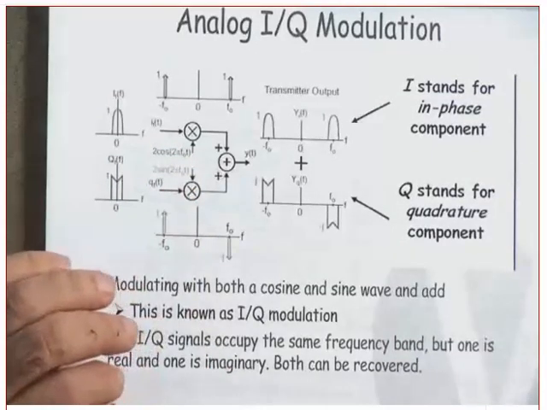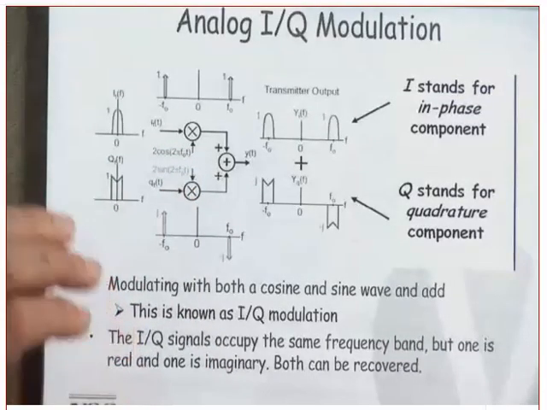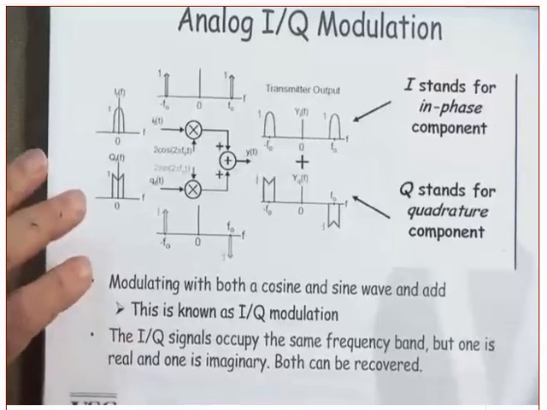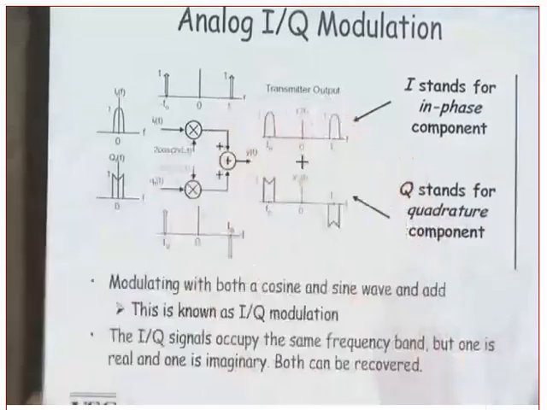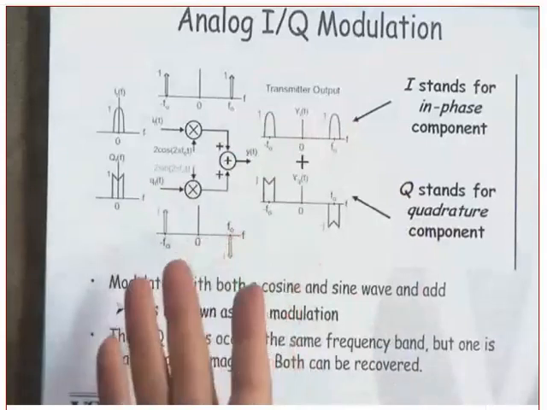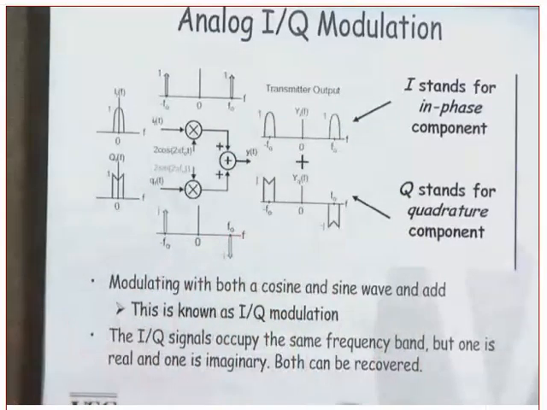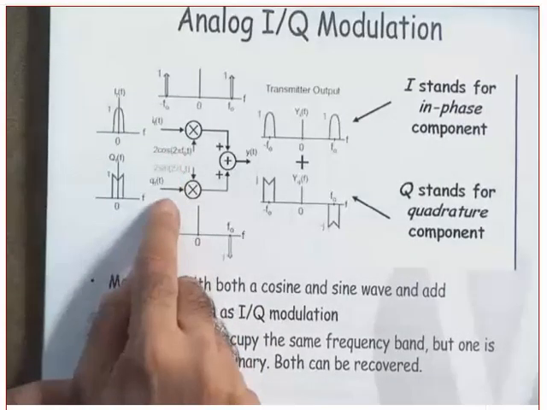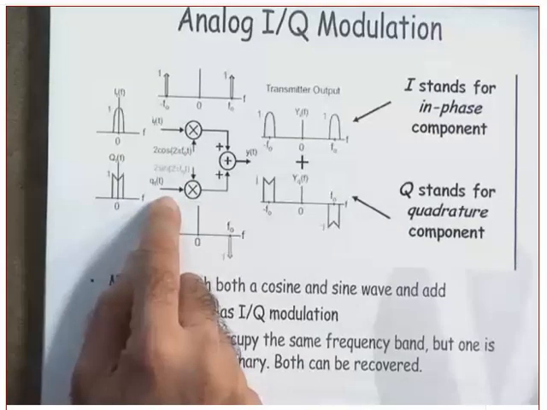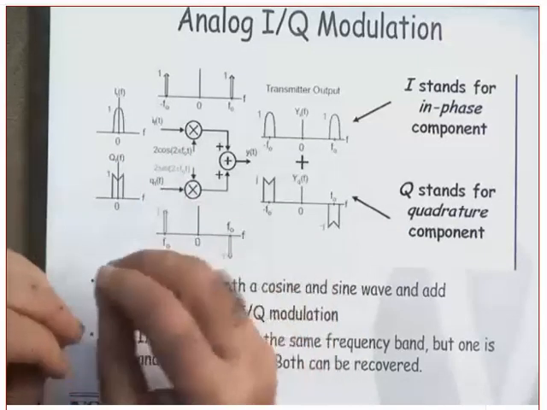It's a single carrier, but I'm modulating two basebands onto the same carrier. This is what is known as multiplexing. You are multiplexing two basebands on the same carrier. Clear? Okay, so one of them is a cosine. The other one is a sine.